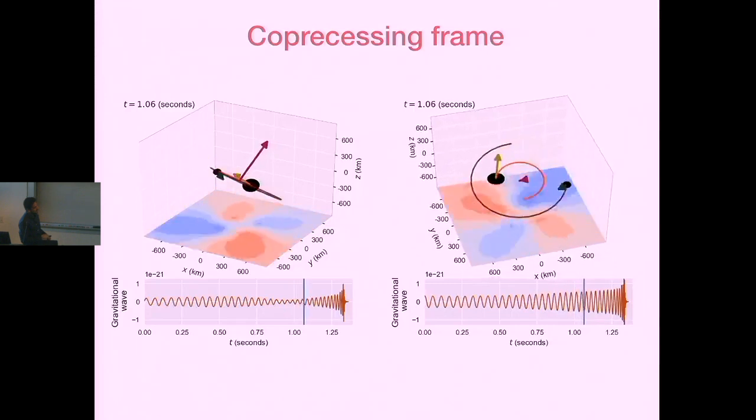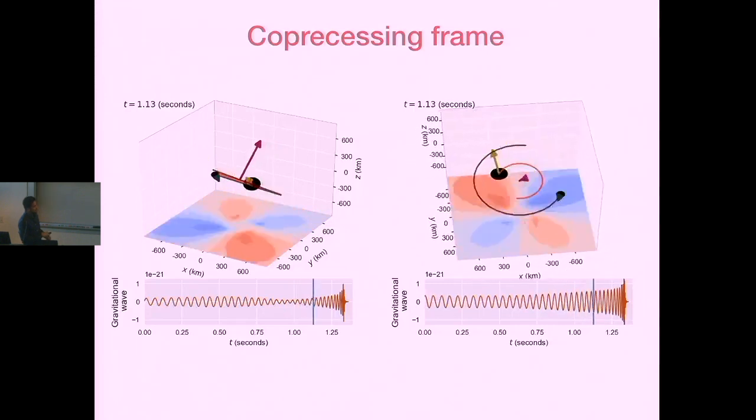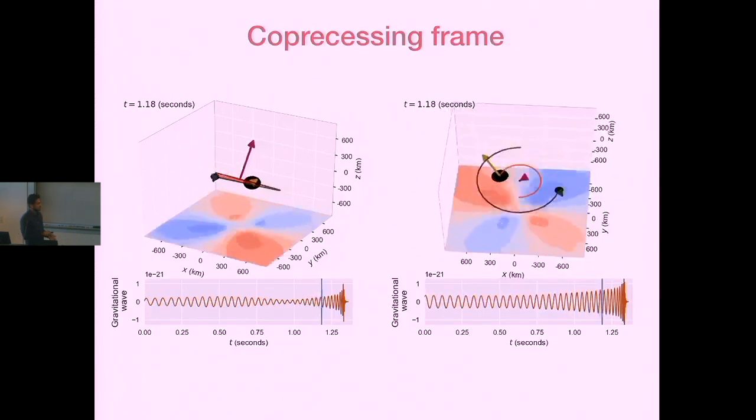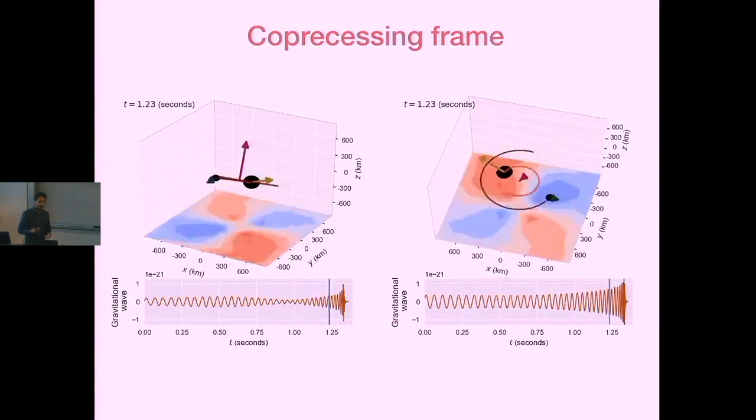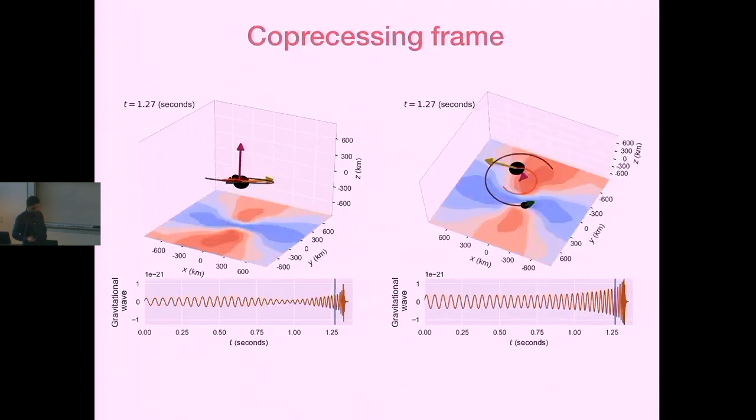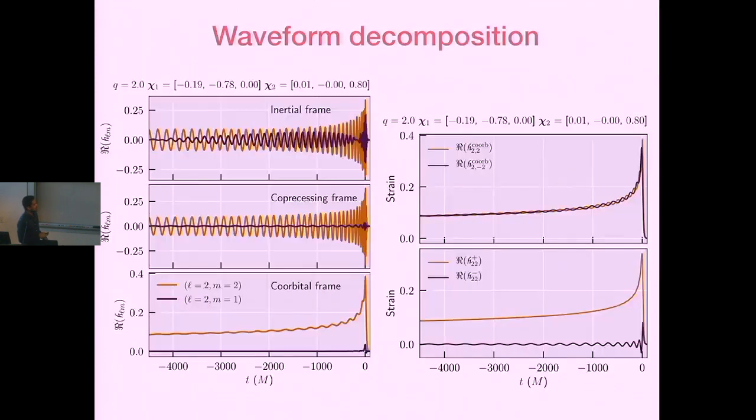And now you can see that the waveform is much simpler. It doesn't have these modulations, and you can actually approximate this as being an aligned spin binary black hole. So this is a big simplification where all of the modulations, or most of the modulations, are separated into the frame transformations. In fact, we do a little more than that.